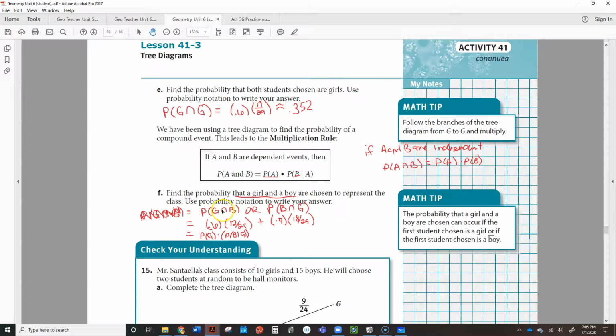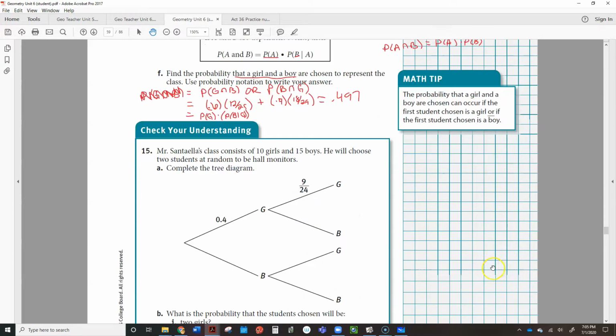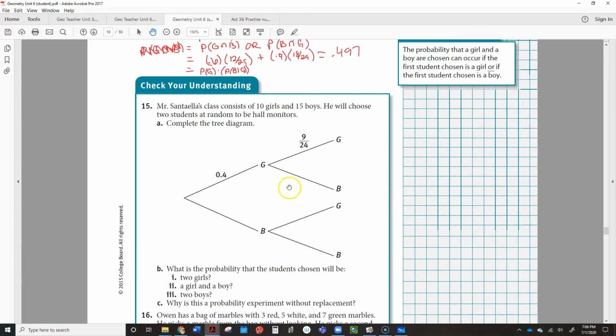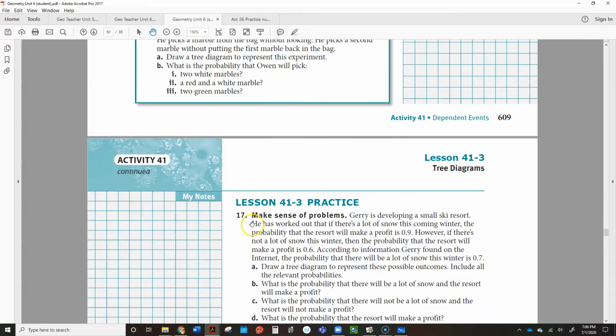So we're doing a girl and then a boy. So we multiplied this. Now we're doing a probability of a boy. That's this one right here. And this is the probability of a girl given that the boy has already been chosen. So this formula is being applied twice. And when you do all of that multiplication and then you combine, you get about 0.497.